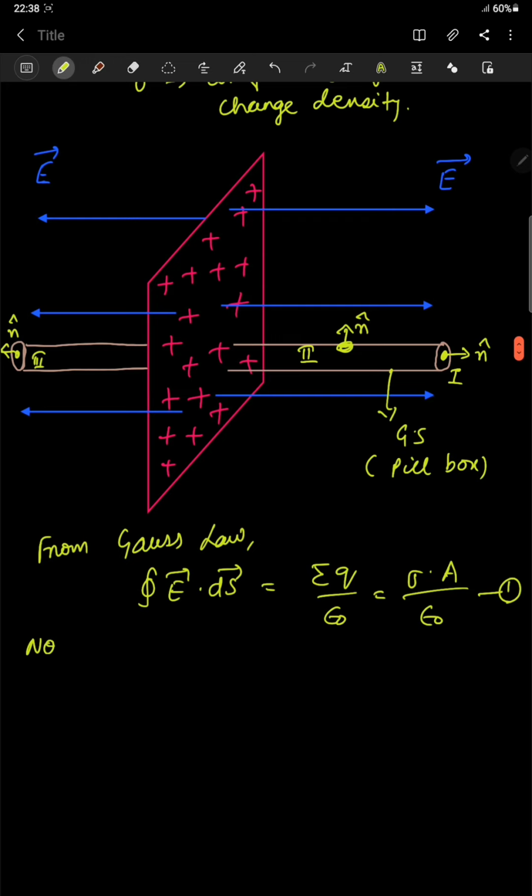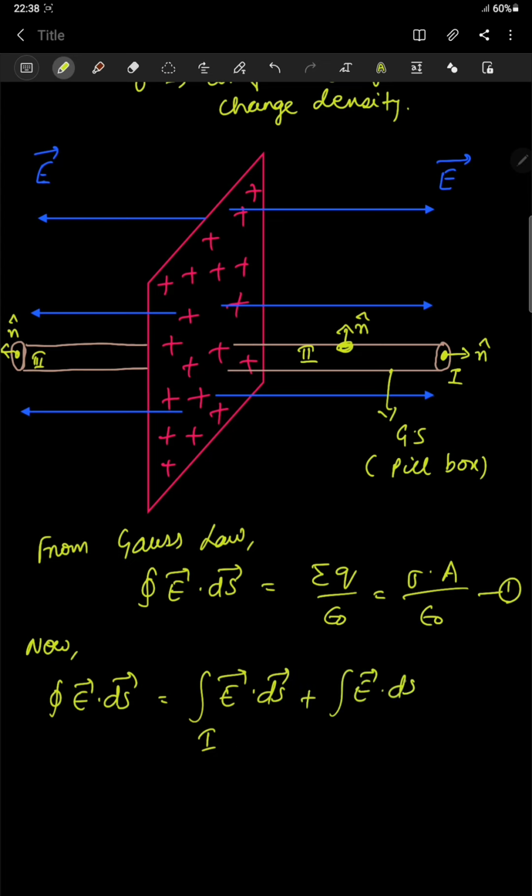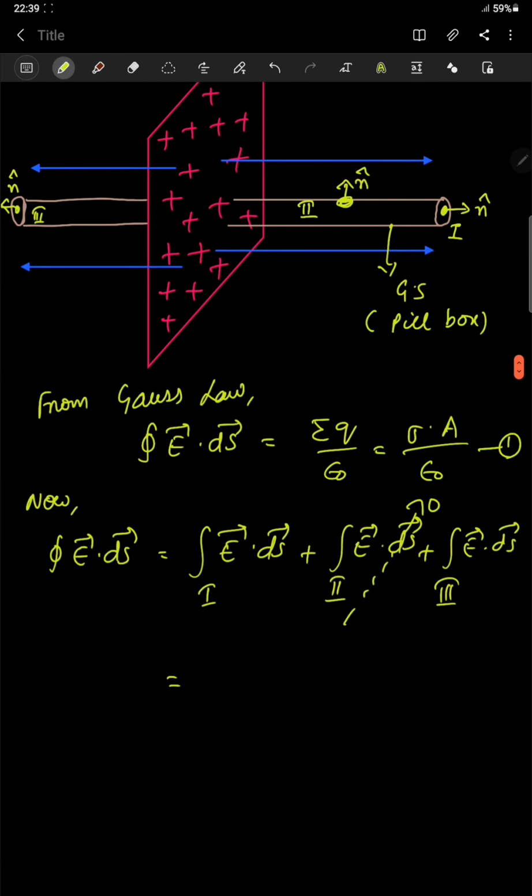Now again we will try to find out the closed integration E dot ds. There will be three regions, as we have already done in the previous derivation. This is for region 1, region 2 and region 3. And we very well know that if n cap is perpendicular to the electric field, then that portion is not going to contribute. So this portion will go to 0. So what is left for me? E dot ds, and the angles are 0 degree. Here theta is 0 degree, here also theta is 0 degree, so cos 0 is 1.